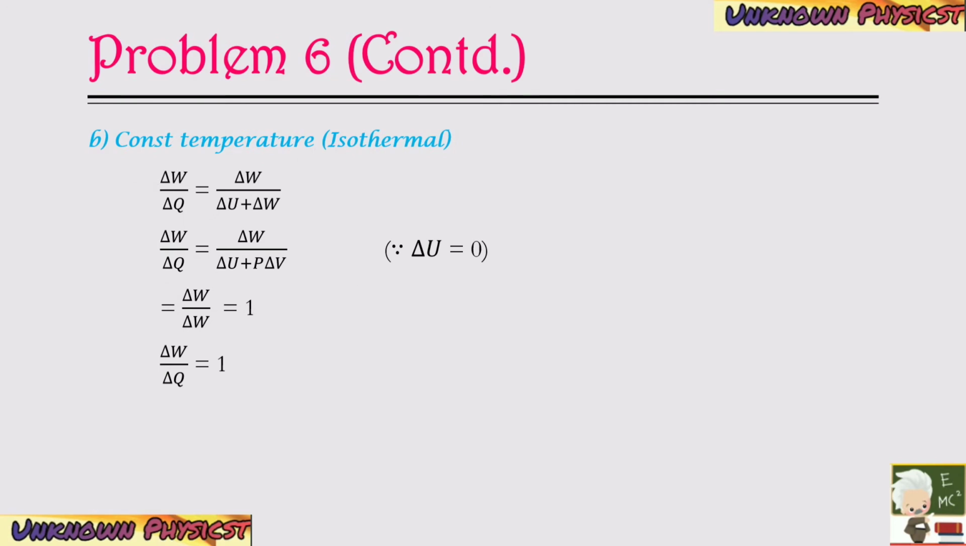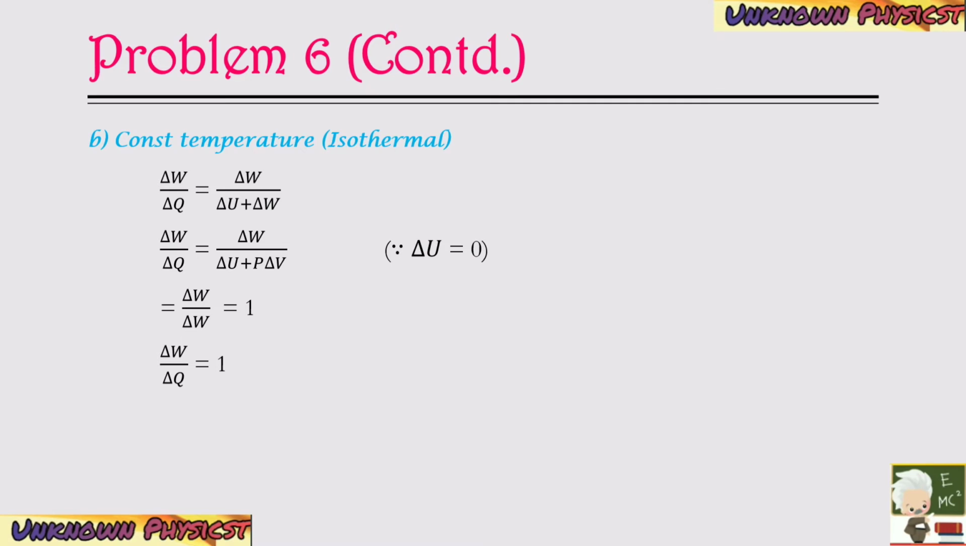Next is for constant temperature. Constant temperature means it is an isothermal process. So by substituting all these, you will finally get delta W by delta Q, that is 1. So your fraction of delta W by delta Q here is 1. Just go through it guys. It's very easy. It's very simple.